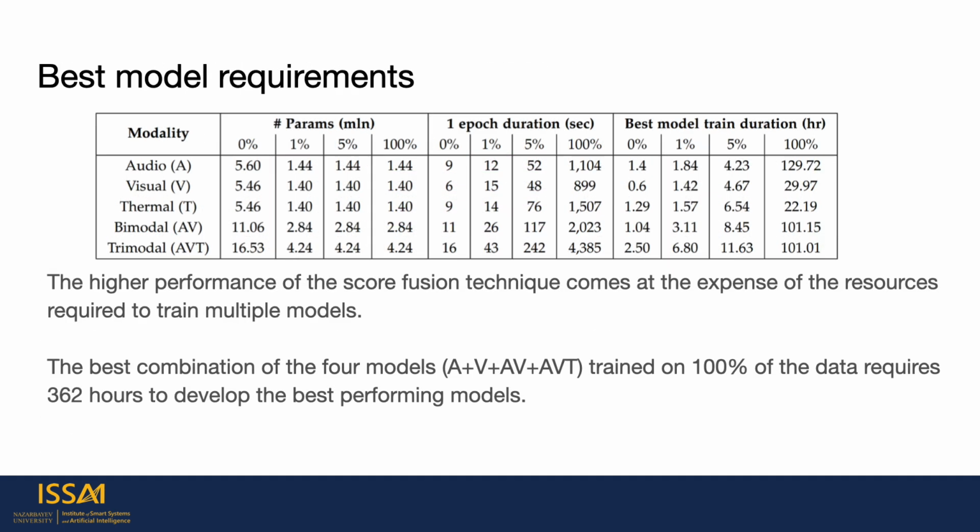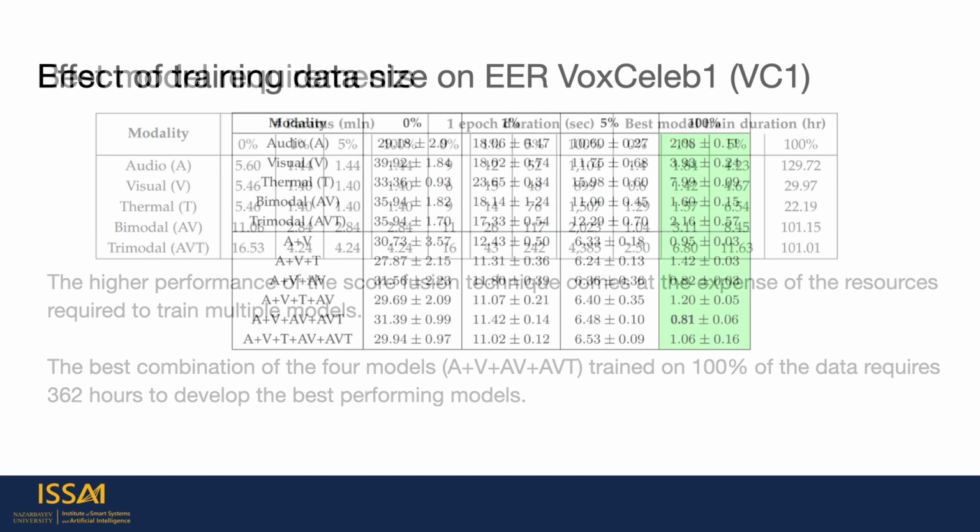The higher performance of the score fusion technique comes at the expense of the resources required to train multiple models. Here, we present the number of parameters, the training time per epoch, and the total time required for the best models. For instance, the best combination of the 4 models, unimodal audio, unimodal visual, bimodal, and trimodal, trained on 100% of the data, requires 362 hours in total to develop the best performing models.